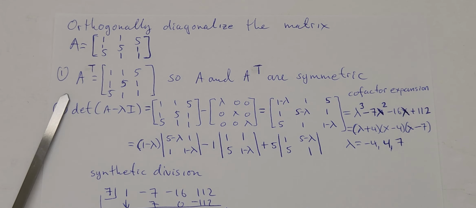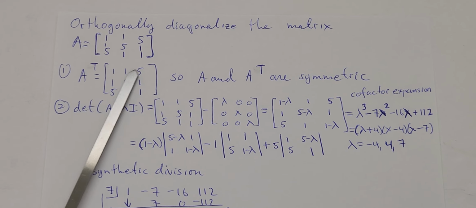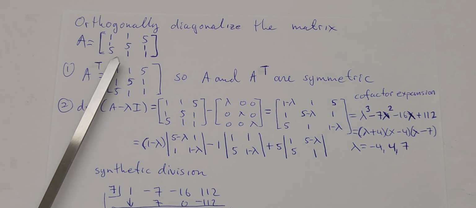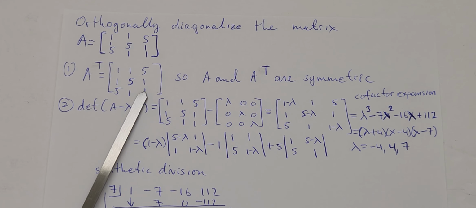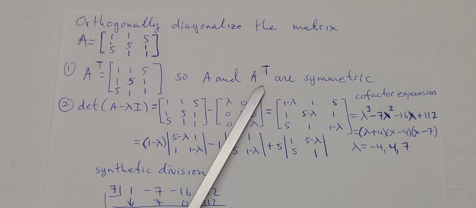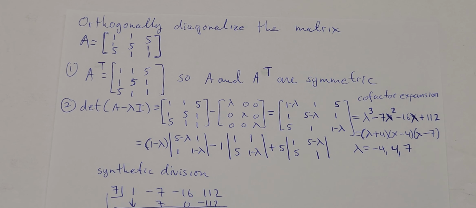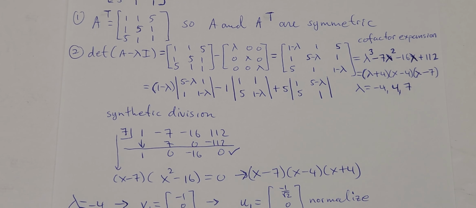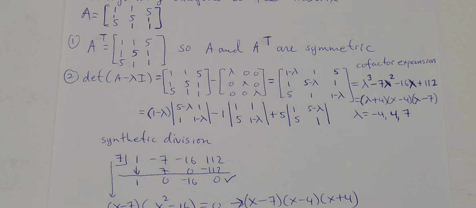So step one, we will transpose A. So column to row, column to row, column to row. And as you can see, the original A and the transpose A are symmetric. Okay. Next, we need to find the determinant of the original A so that I can get my eigenvalues.